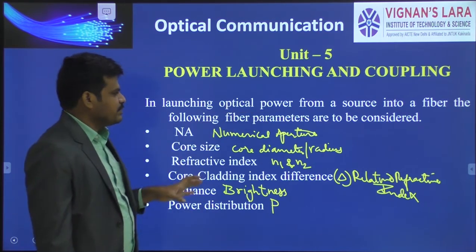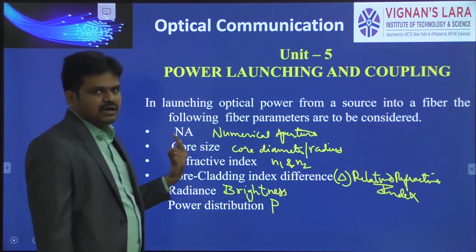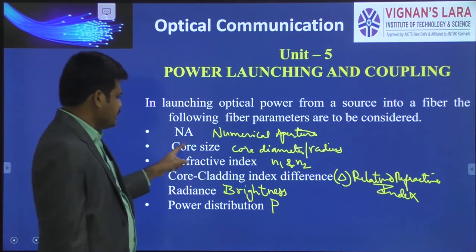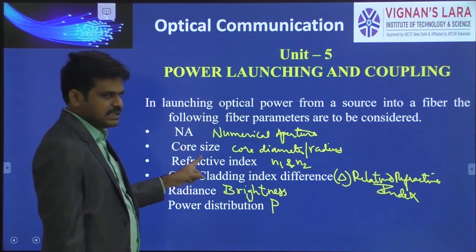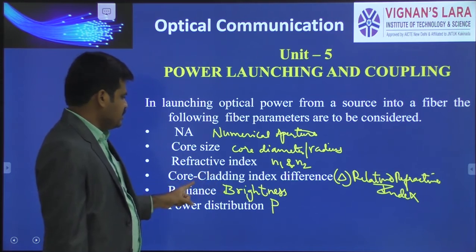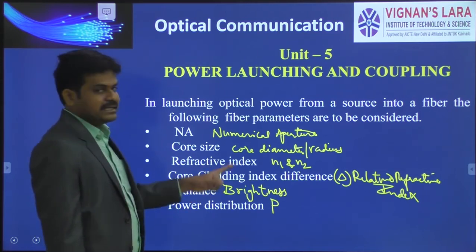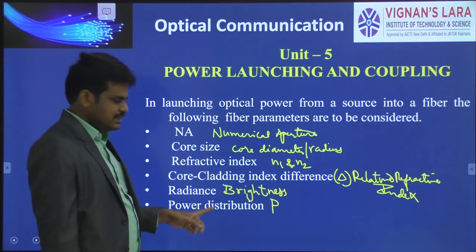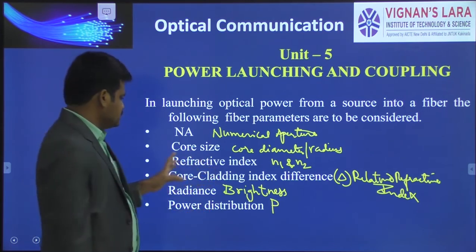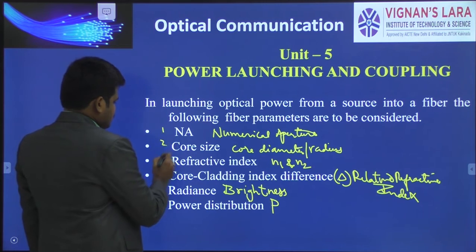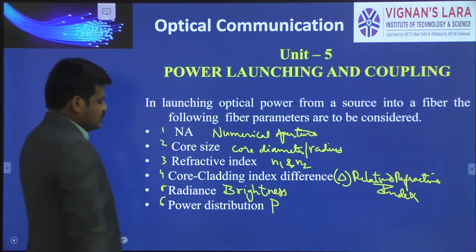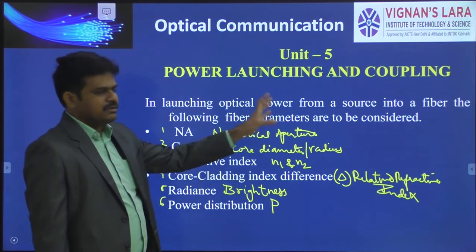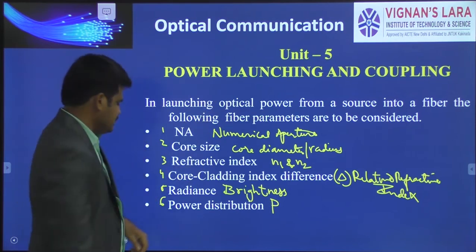So what are the fiber parameters to be considered when the optical power from a source is coupled to the fiber? One is numerical aperture, second is core size, third is refractive index of the core and clad, next is core cladding index difference or relative refractive index, next is radiance or brightness, and next is power distribution. So in total, this is 1, 2, 3, 4, 5, 6. Total 6 parameters are to be considered while coupling the optical power from a source with the fiber.